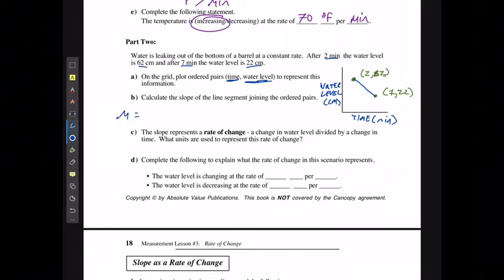The slope is going to be 22 minus 62 over 7 minus 2. It gives me negative 40 over 5, or negative 8. The slope represents the rate of change, a change in water level divided by the change in time. What are the units to represent this? Well, in this case, it is in centimeters per minute.